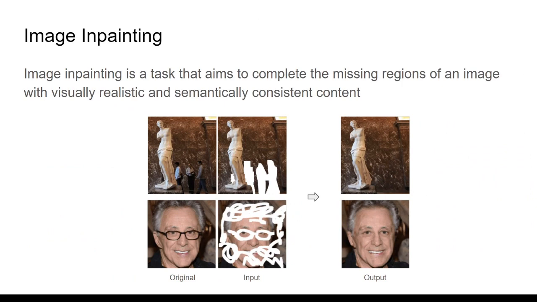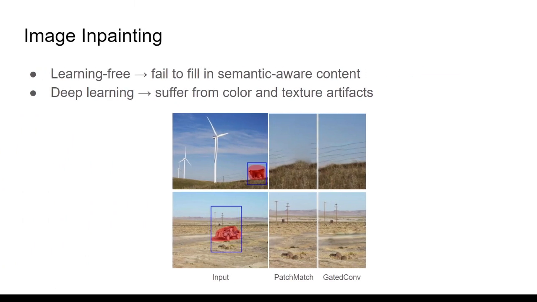Image inpainting is a task that aims to complete the missing regions of an image with visually realistic and semantically consistent content. It can benefit general users in various practical applications, including unwanted object removal from an image, face defect removal, and image editing. There are generally two approaches to image inpainting. The first one is the learning-free method, and the second is using deep learning.